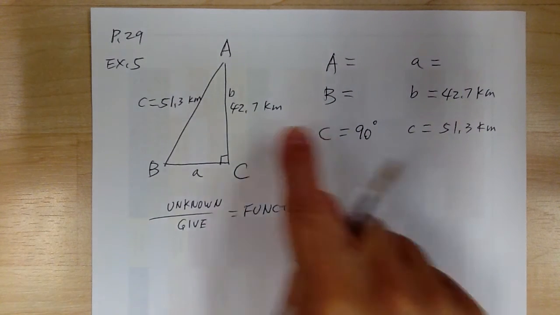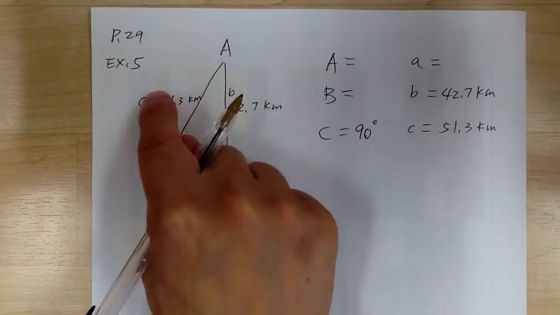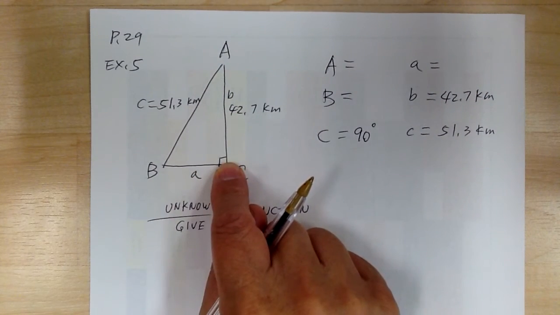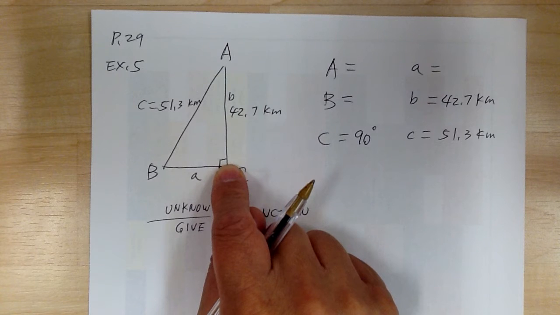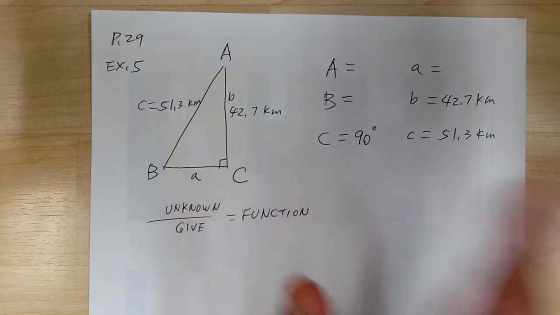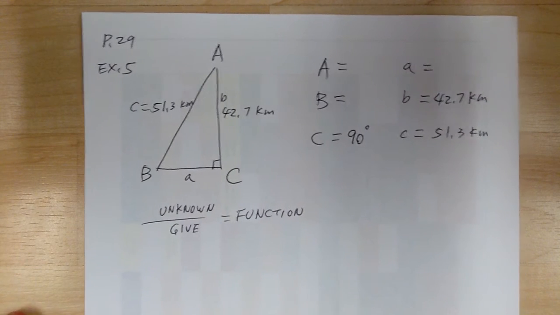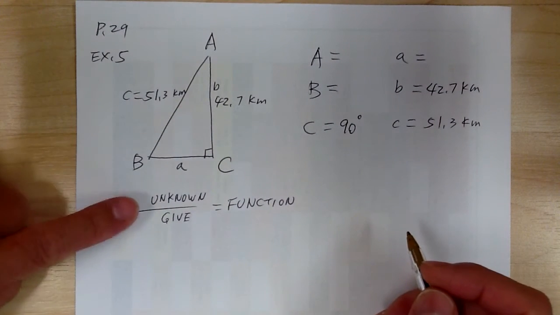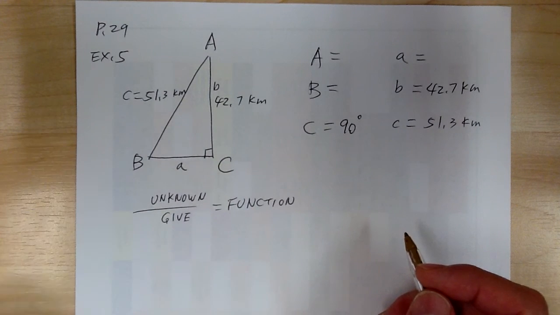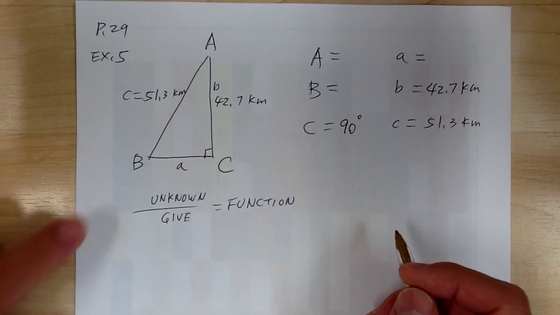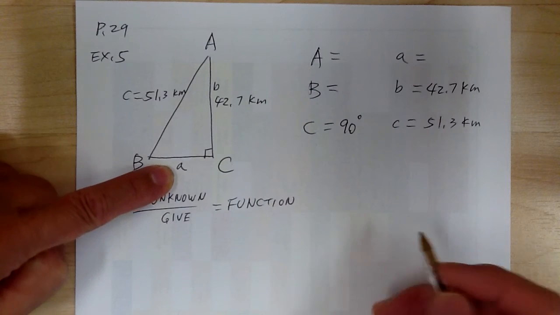But anyway, first, let's use the Pythagorean Theorem. We know these two sides, and it's a right triangle, so you can use the Pythagorean Theorem to solve that, if you want to. But since this is practice on trigonometric ratios, we're not using the Pythagorean Theorem. Let's just practice with our trigonometric ratios. Again, unknown over given equal to function. That's the format.